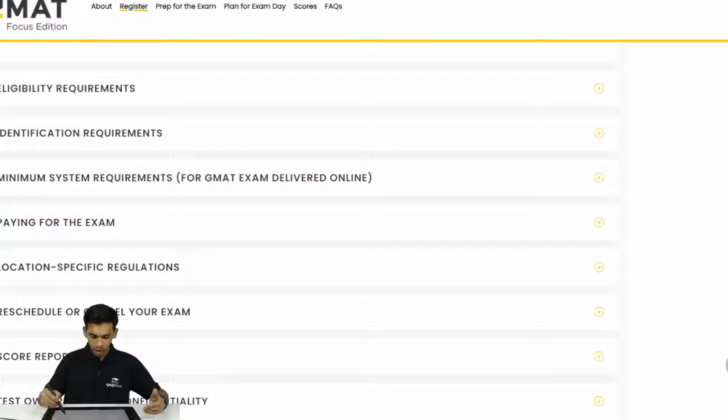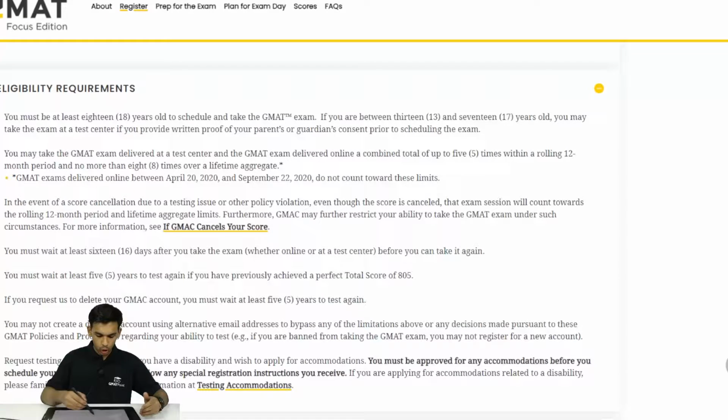You need to make sure that you know the eligibility requirements. You need to be at least 18 years of age. If you're not 18, so if you're between 13 and 17, you may take the exam, but you need to have written proof of your parents' or guardians' consent prior to scheduling the exam. So this is the basic eligibility requirement.